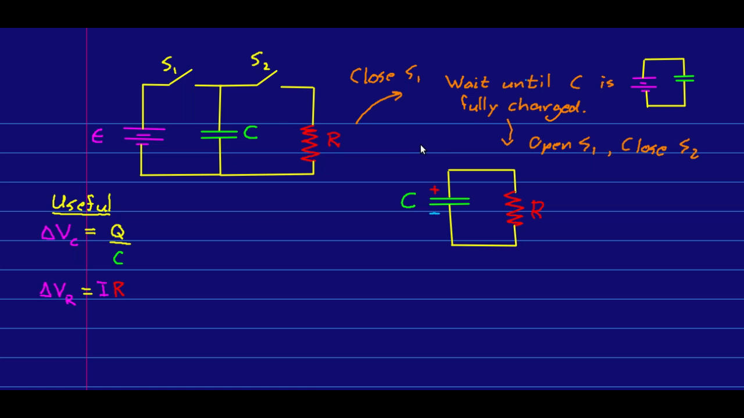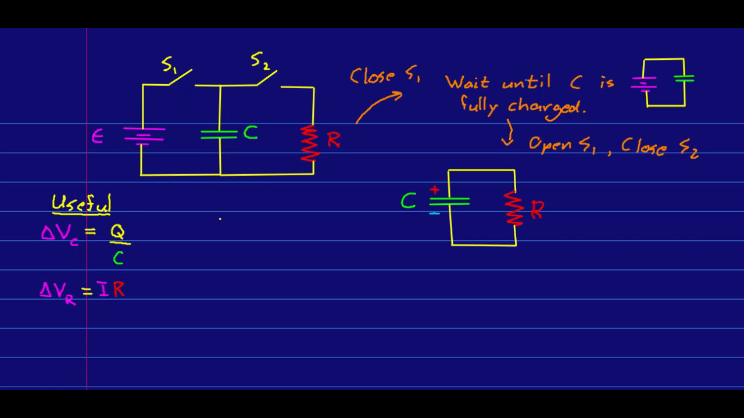I want to finish up by looking at a circuit that is less simple, but still quite simple. So this looks a little complicated because it's got a battery and a capacitor and a resistor. But note the way we're going to use it. First, we're going to close switch 1. And so that is going to charge the capacitor. And we've talked about that process. We know how it turns out.